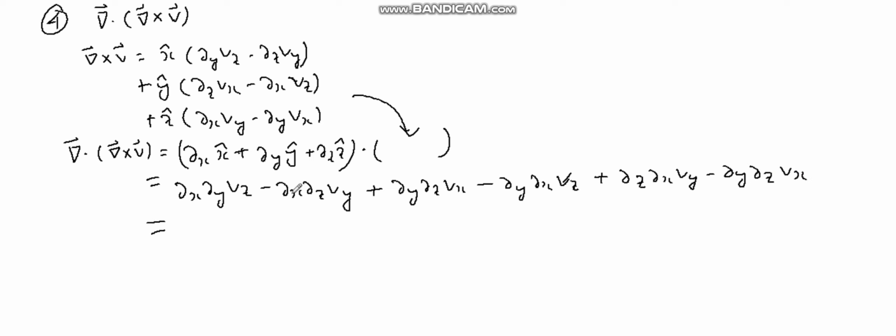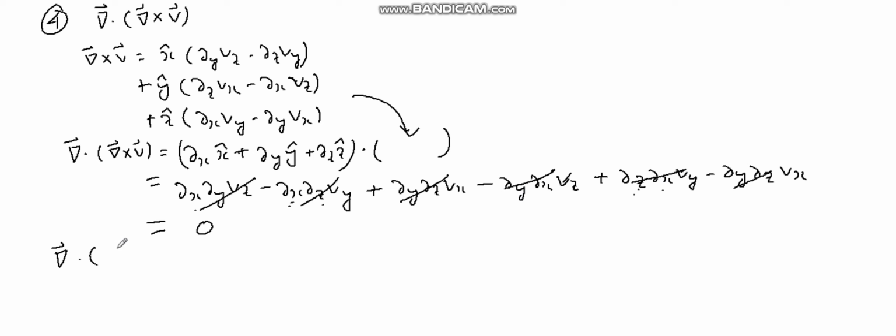Right, now this term where del x del z is going to equal del z del x, and they have minus and plus signs, so they're going to cancel out. Similarly, del x del y is going to equal del y del x, so these terms will cancel out, and similarly this term is also going to cancel out, and we finally get 0.